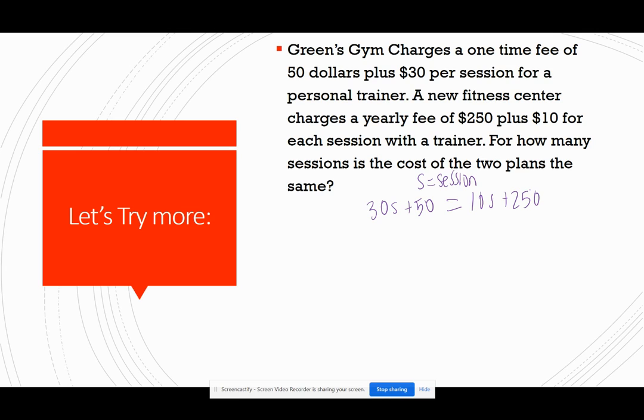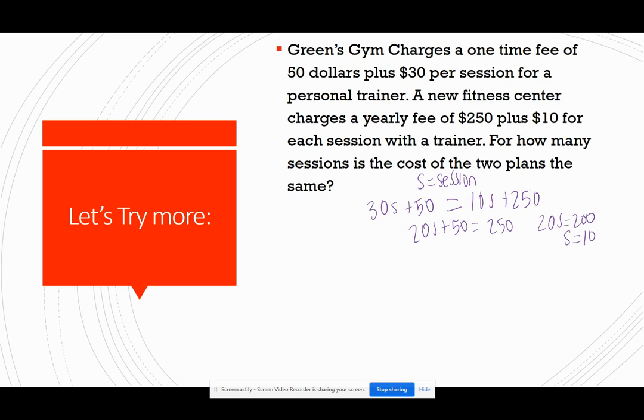So now we're going to solve this. We subtract 10s from both sides, and we get 20s plus 50 equals 250. Subtract 50, we get 20s equals 200. So the sessions are 10. So after 10 sessions, the cost will be the same.